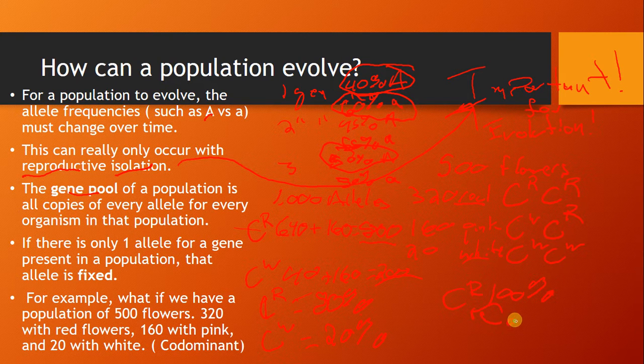We would say that that allele is fixed. It is fixed if there's 100%. No evolution can happen if an allele is fixed.